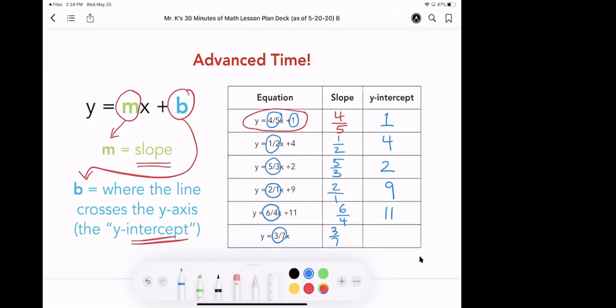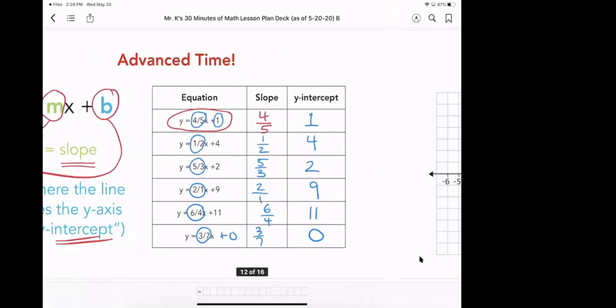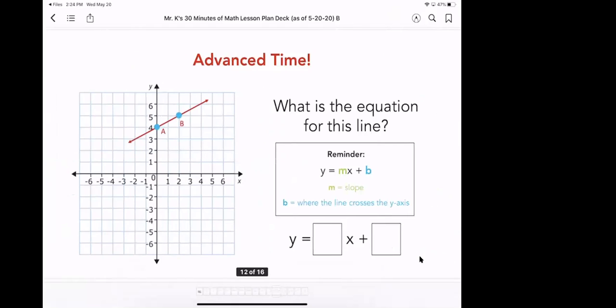Excellent job. I see Delilah's writing in, Tariel's writing in. Yes, it's going to cross at 0. You could think of it as plus 0. And so that's where it's going to cross, right at the origin. All right, let's take a look at this. Well done, everyone who wrote in. All right, so look at this line. And my question to you is, what is the equation for this line? And I've started you off, y equals, with a box right here. Whoops, sorry.